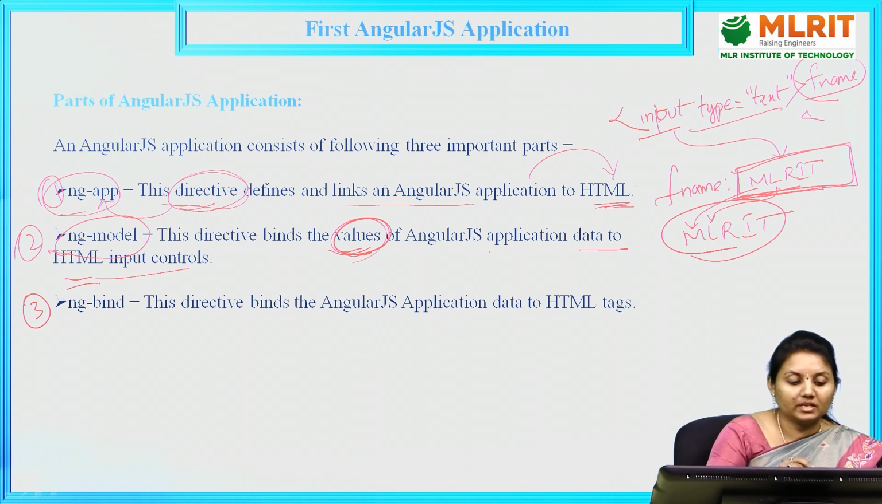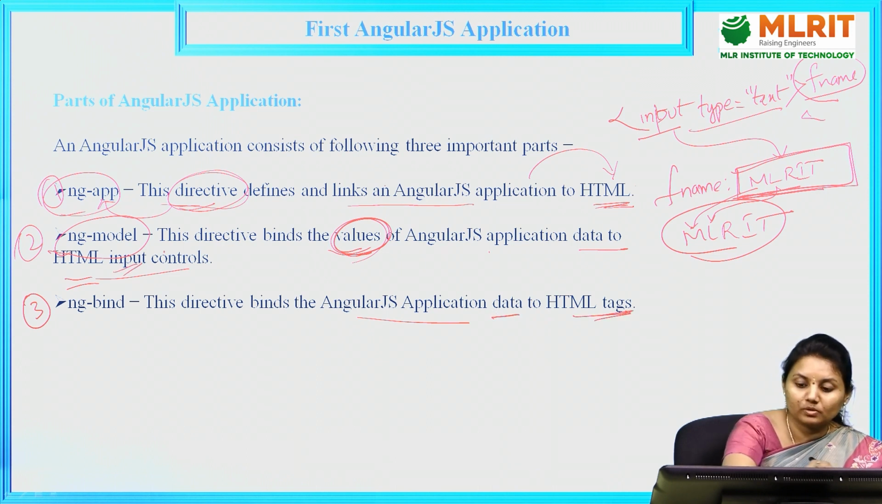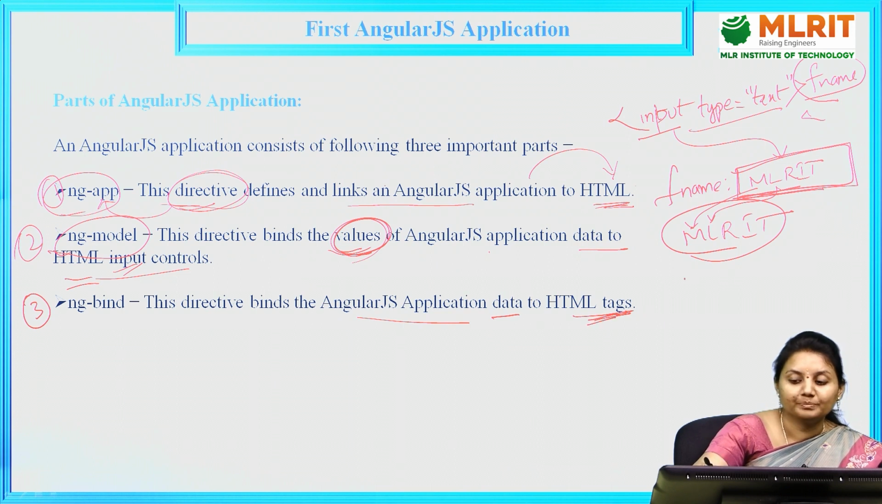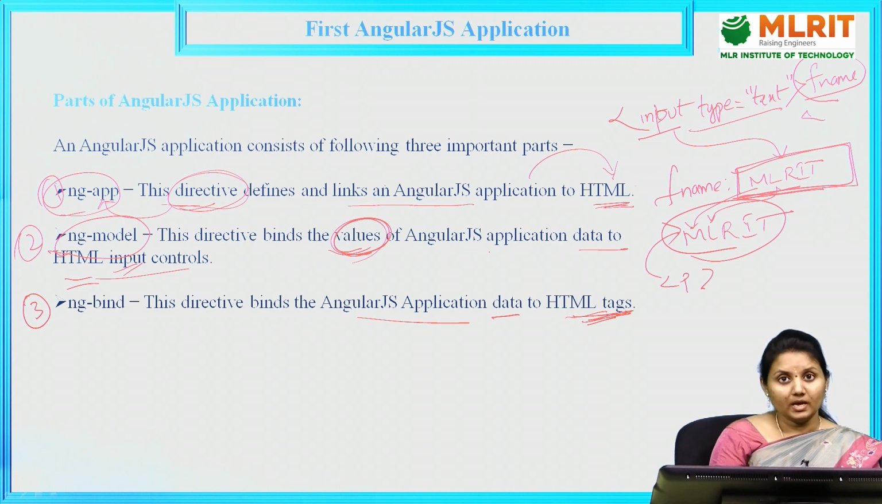The ng-bind directive binds the application data to HTML tags. Here, HTML input controls; here, HTML tags. For example, a P tag. Whatever you are displaying should be displayed in a paragraph, so this should bind with the content. Like that, HTML tags should be integrated with your AngularJS. That is why we are using ng-bind.